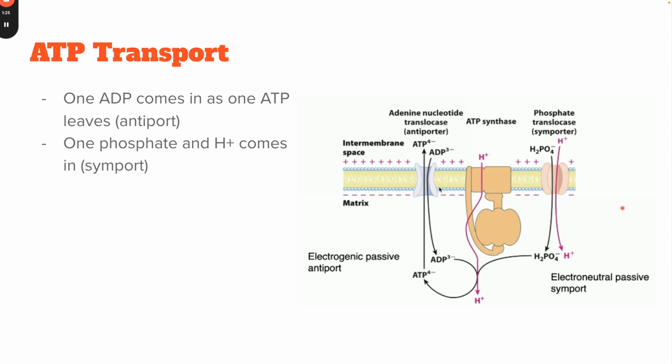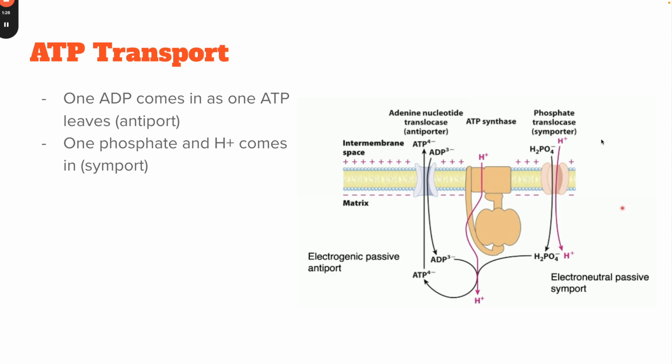So what happens is we need two transporters. The first one is an adenine nucleotide translocase. This is an antiporter molecule, and all that means is we have our ATP being moved from the matrix to the intermembrane space, and in the opposite direction, we have an ADP moving into the matrix. That's going to be added to our ATP synthase, and that's going to generate more ATP later on.